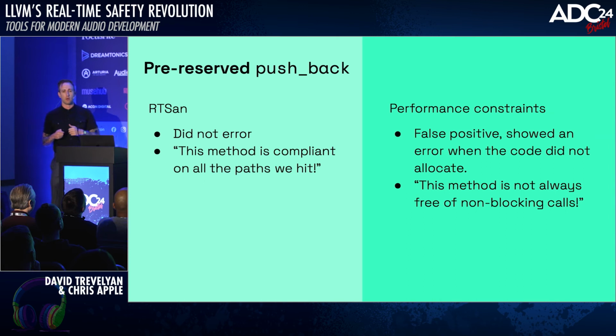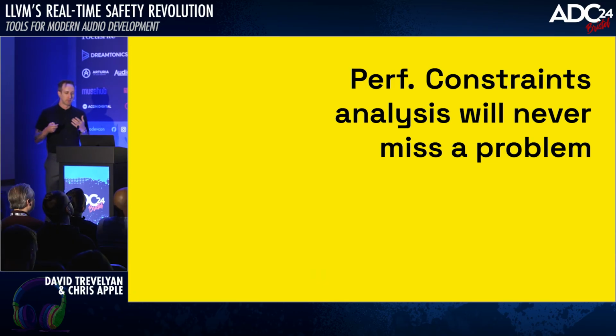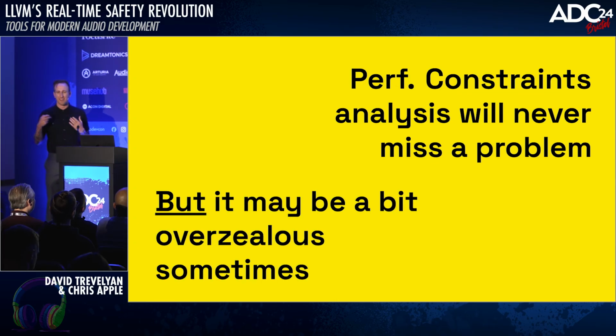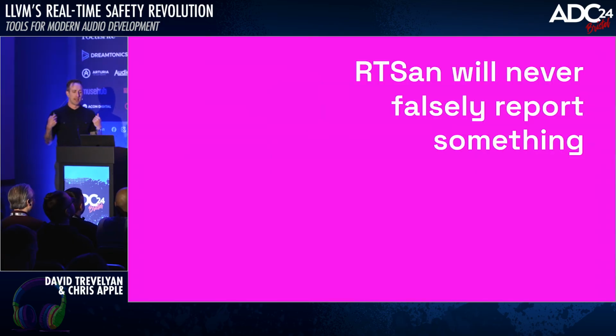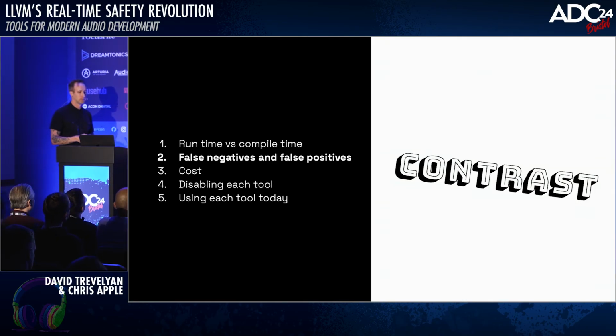So, as David said in his section, this is very, very useful in probing third-party libraries and the STL to try to get an empirical sense of what is safe and what isn't. So to boil this up to top-level concepts, perf constraints analysis is never going to miss a problem, right? But it might be a little bit overzealous in some cases, like pre-reserved pushback. RTSan is never going to falsely report something. If you have a malloc that's reported by it, it for sure happened in a non-blocking setting. But it might miss a problem, some rare condition allocation or some interceptor that we haven't covered yet. So just be aware of these issues when you run these tools.